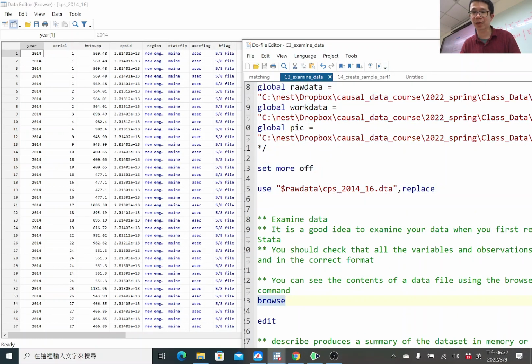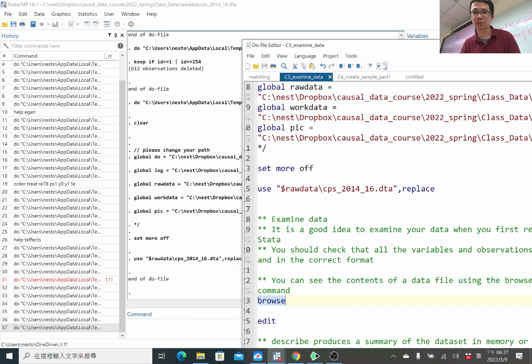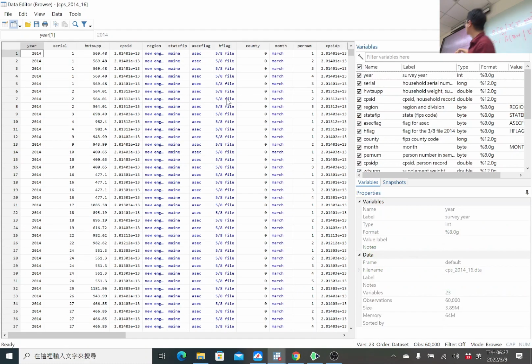And if you type browse, basically it will open the data editor. So it's not a very useful command.